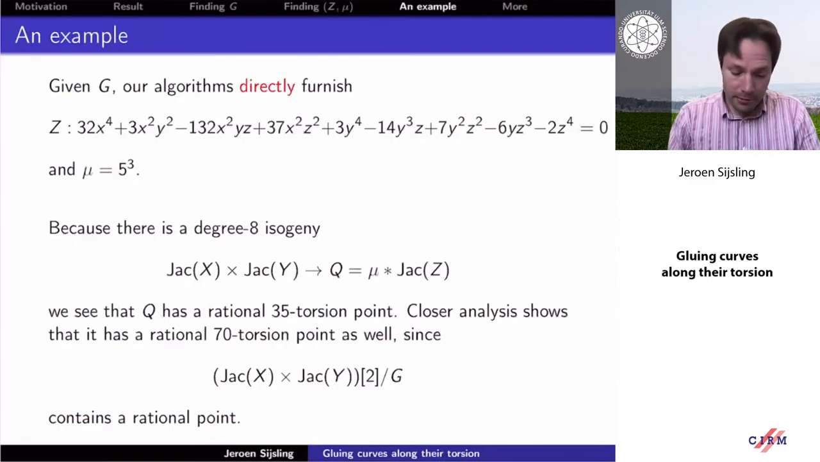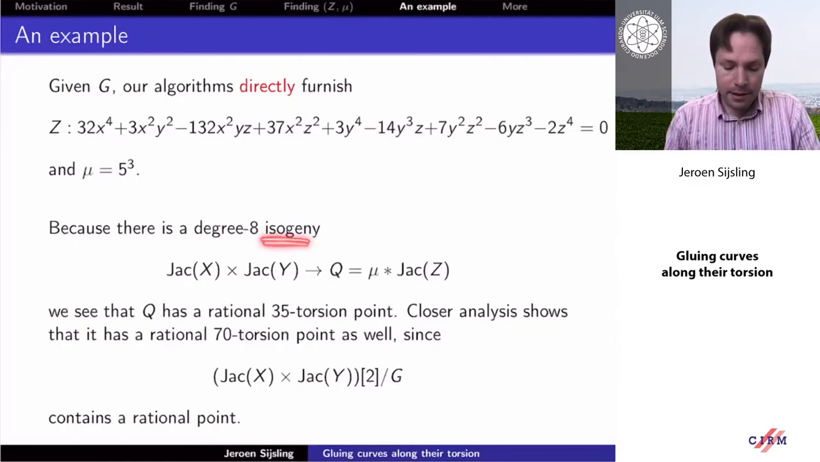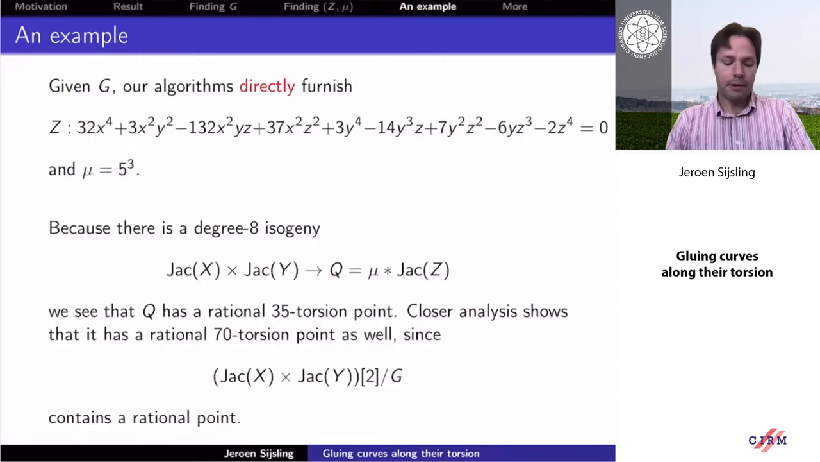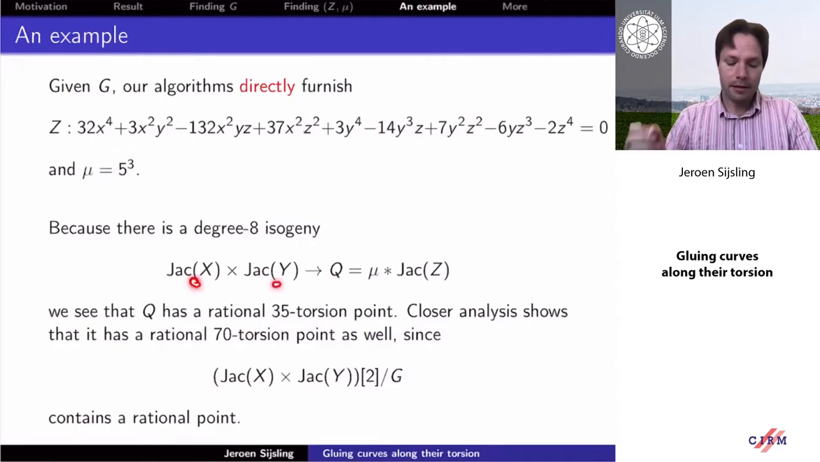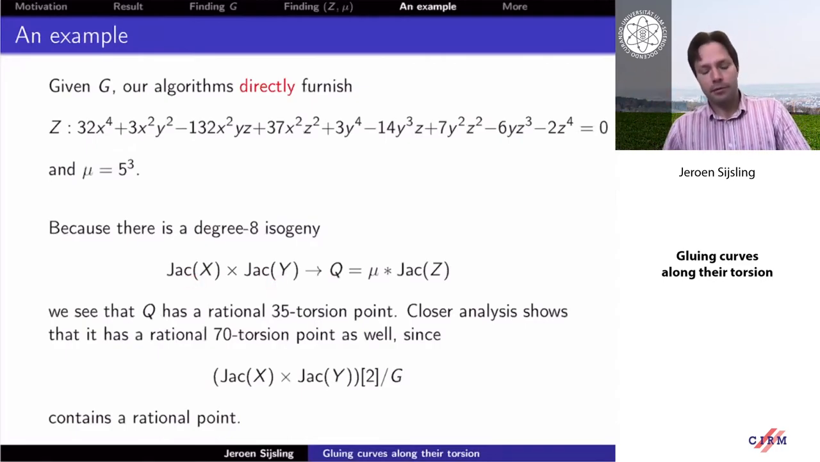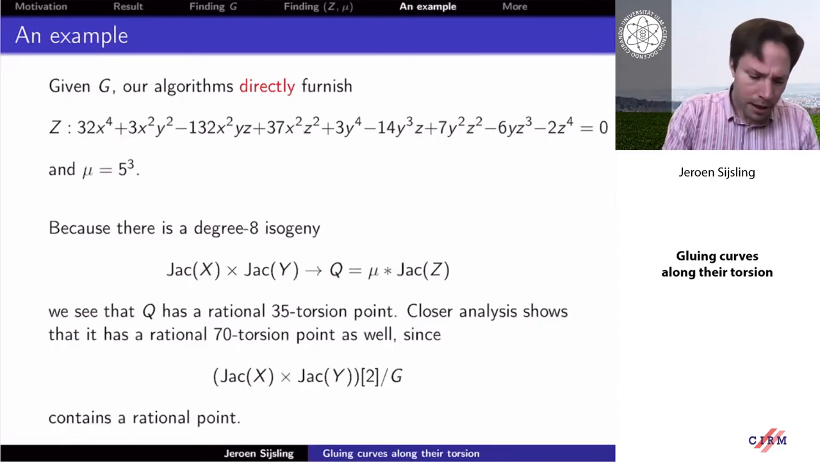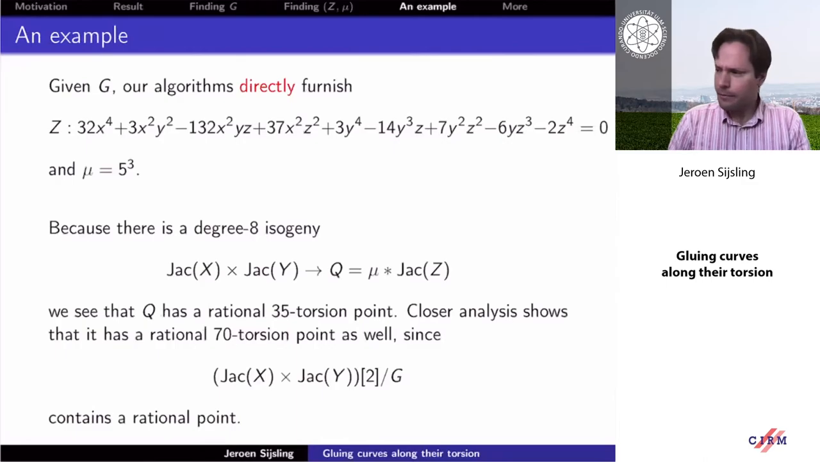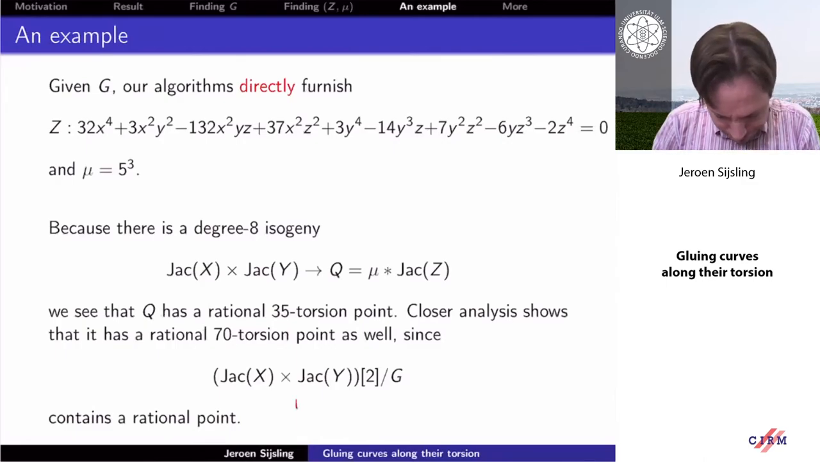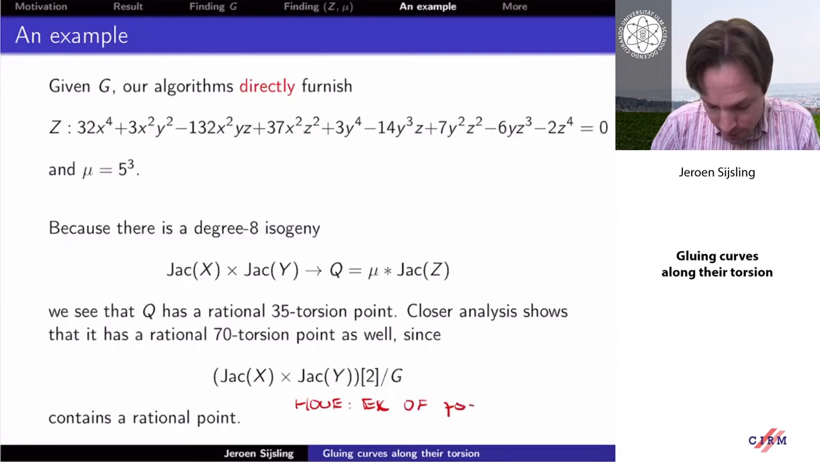Well, now, because there's a degree 8 isogeny, you at least know that there's a rational 35 torsion point, because there's 5 here and 7 here. And if you analyze it a bit more, you get a 2 torsion point as well, and you win because you have something of order 70. I want to mention briefly that Everett told me that there is also an example of 70 torsion in genus 2, which he found.